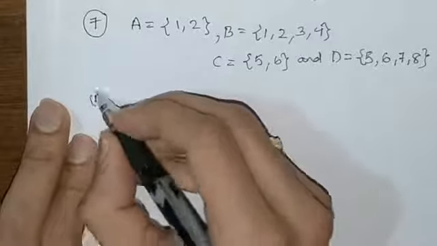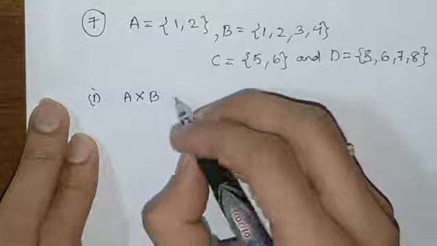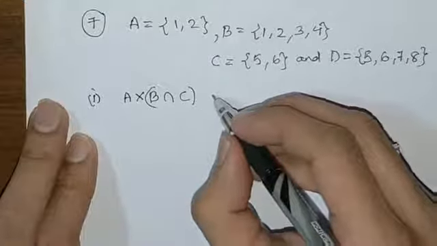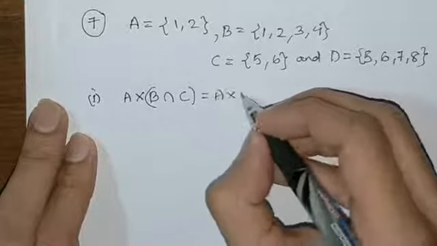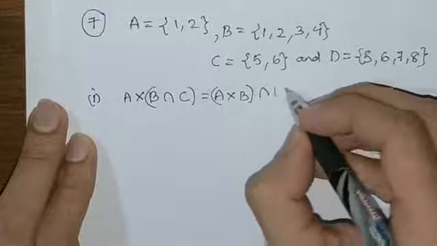We have to first verify A cross (B intersection C) is equal to (A cross B) intersection (A cross C).